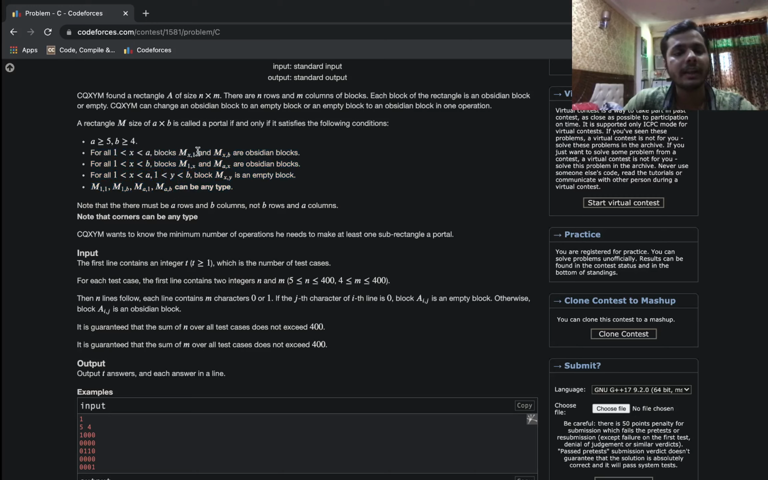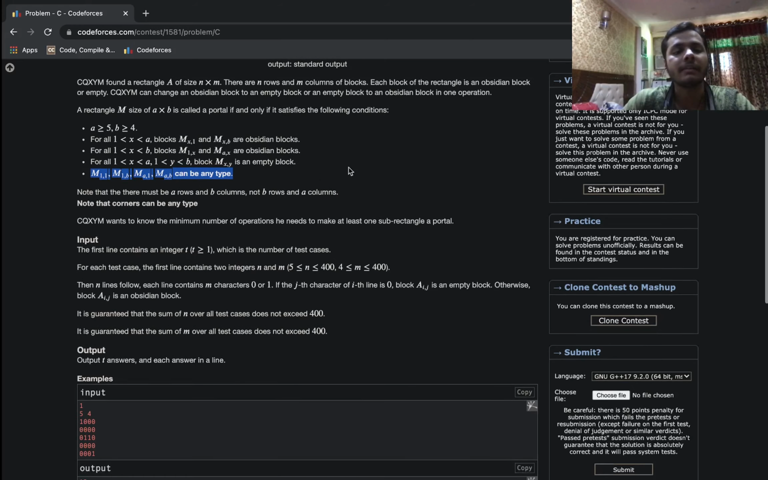So these conditions state that all the boundary blocks should be black. Basically, after converting these conditions to normal language, they mean that all the boundary blocks should be black, except the corner blocks, right? These 4 are corner blocks, these can be anything, and all the other boundary blocks should be black, that is, they should be 1, and all the inside blocks should be white, meaning 0, right? So these are the only 3 conditions. All the boundary blocks except the corner blocks are black. The corner blocks can be anything, and all the blocks in the middle should be white, they should be zeros.